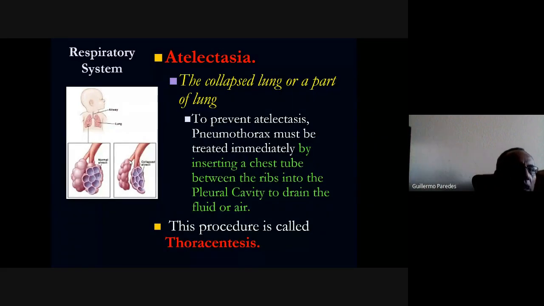And the last one is atelectasis. Atelectasis happens mostly after surgery, so there are some exercises that you will learn later on. Atelectasis means a totally collapsed lung or part of the lung. Why? Not because of the entry of air from outside, but because of alveoli destruction. You have alveoli here, which let air enter or exit. The walls of these alveoli are totally destroyed, so instead of being open for air, they stay like this, destroyed.